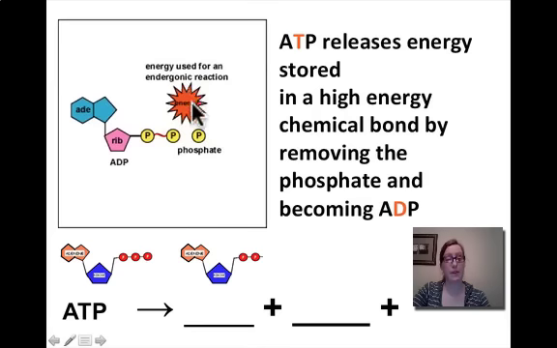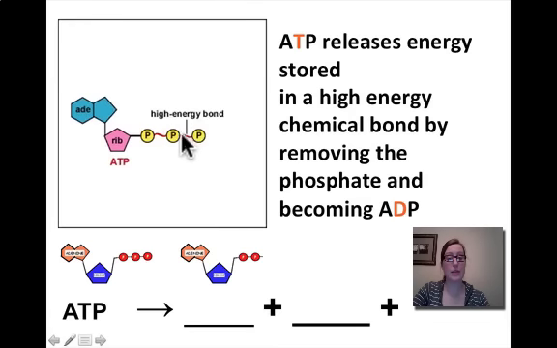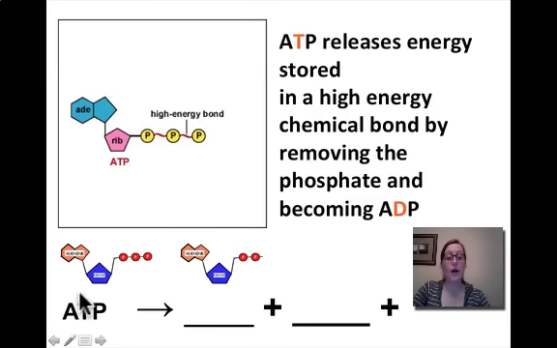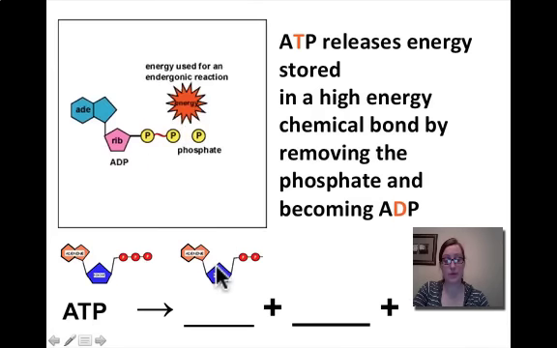See the energy being stored as the 3rd phosphate group is added. That bond is considered very high energy, and that's where we're going to store most of the energy until we need it. Once we have ATP stored, we can release the energy.